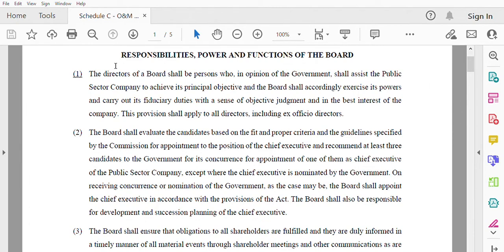So today we are going to discuss the responsibilities, powers and functions of the board of directors in light of the Public Sector Corporate Governance Rules 2013 issued by the SECP.